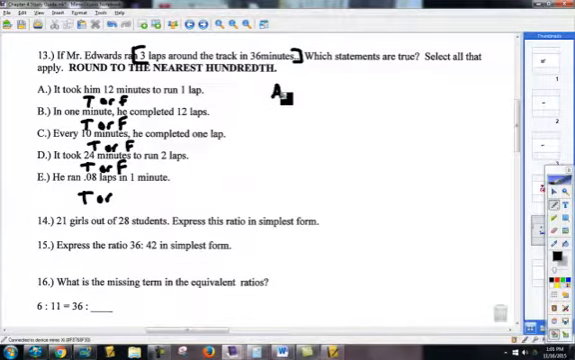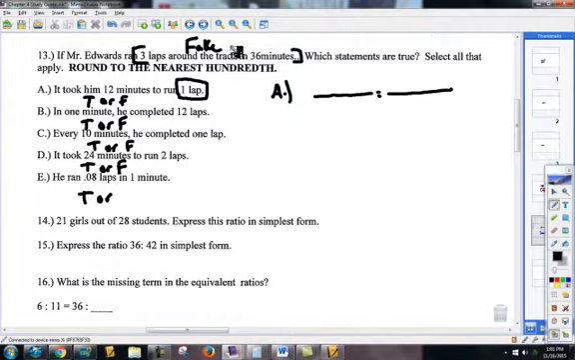So for A, that's saying that it took him 12 minutes to run 1 lap. Well, because that says 1 lap, based on this fake ratio, I'm going to figure out how long it took him to run 1 lap. And if it matches, then great, it's true. If it doesn't match, at least I know that it could be this one down here. Anytime I see 1 lap, it could be that. Okay, so I'm going to put 1 lap there. So I'm just going to prove it.